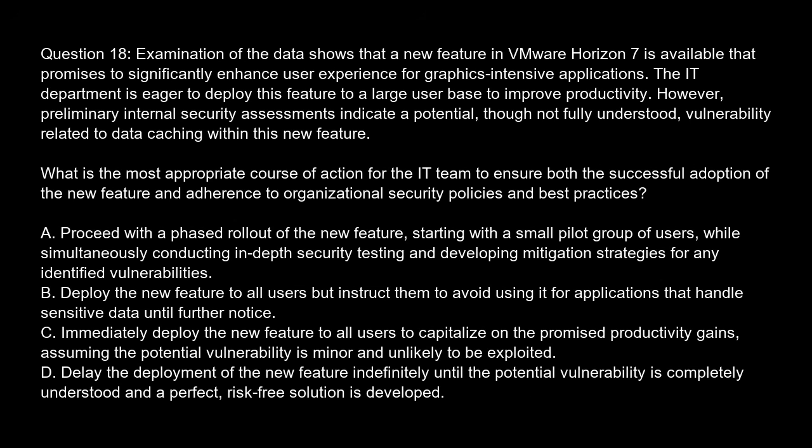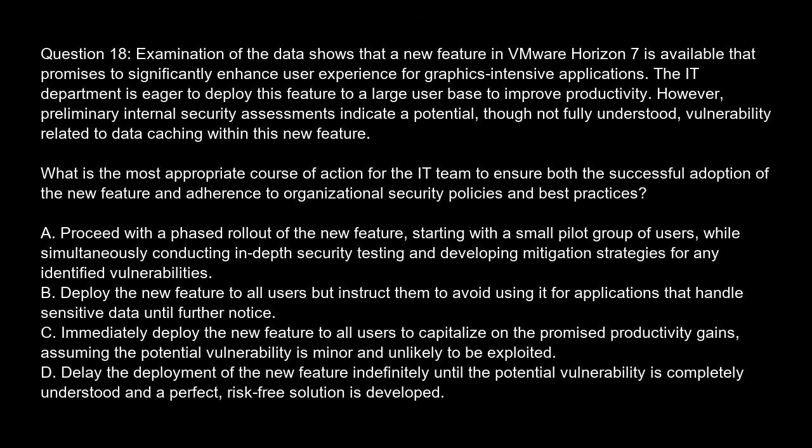Question 18. Examination of the data shows that a new feature in VMware Horizon 7 is available that promises to significantly enhance user experience for graphics-intensive applications. The IT department is eager to deploy this feature to a large user base to improve productivity. However, preliminary internal security assessments indicate a potential, though not fully understood, vulnerability related to data caching within this new feature. What is the most appropriate course of action for the IT team to ensure both the successful adoption of the new feature and adherence to organizational security policies and best practices?